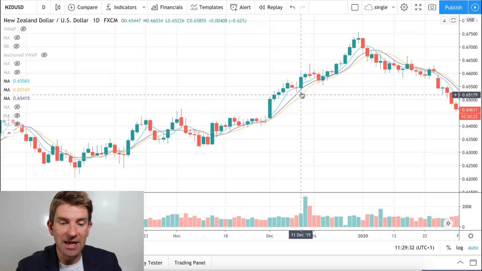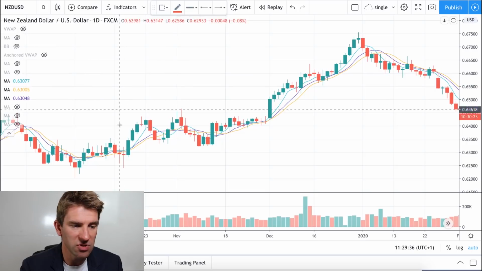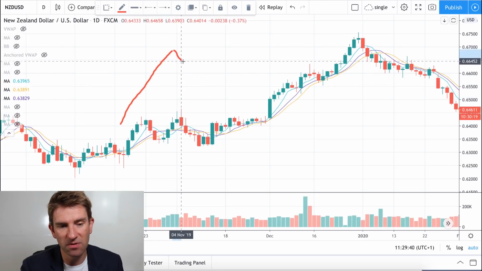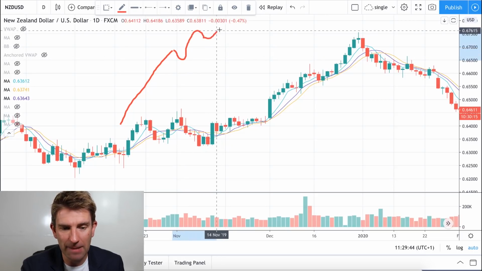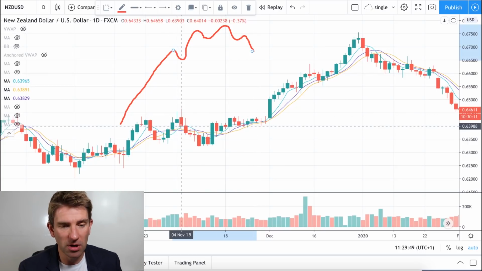Now a 10 is almost like the second and third pullback. When you get a good momentum move, the 5 hugs it. The 10 will contain price on the first or the second really deeper pullback, and then when you're talking the third and fourth, that's when your mediums and your slow moving averages come in.